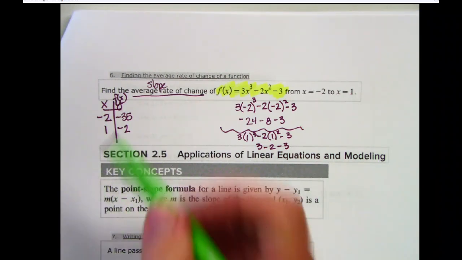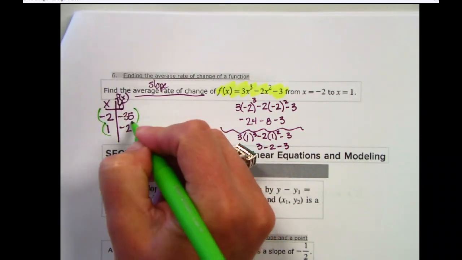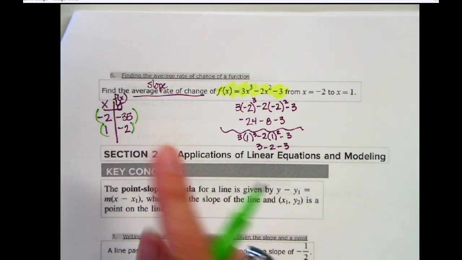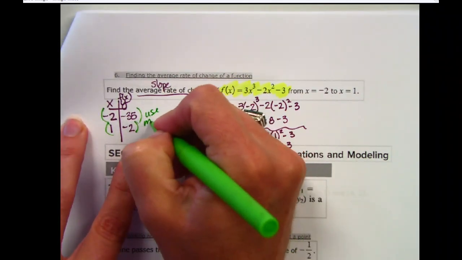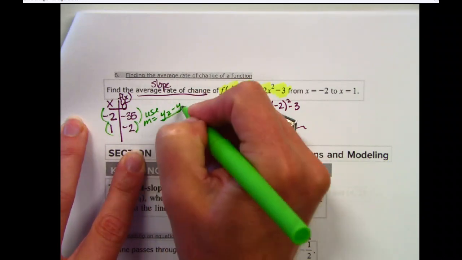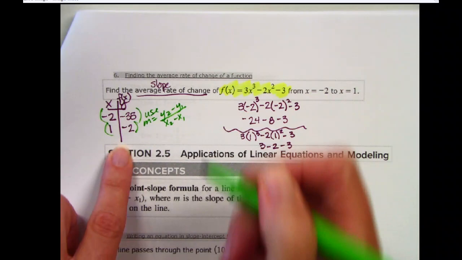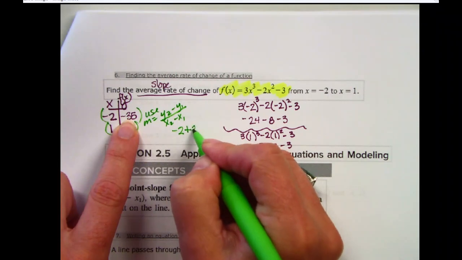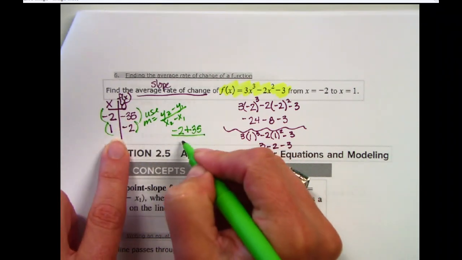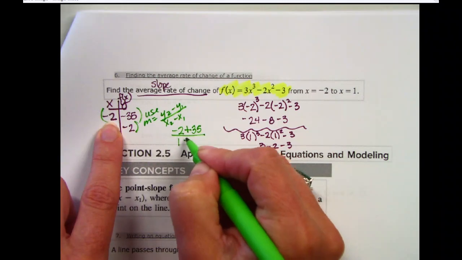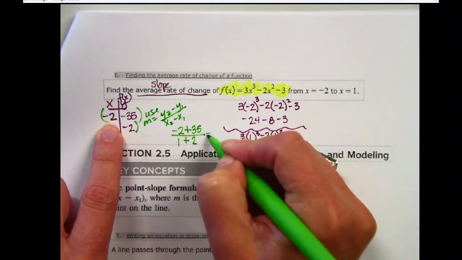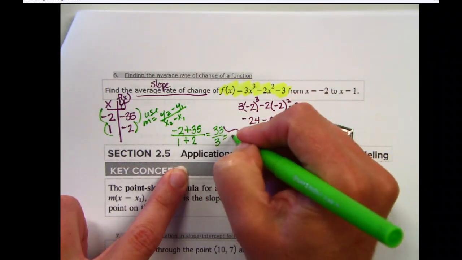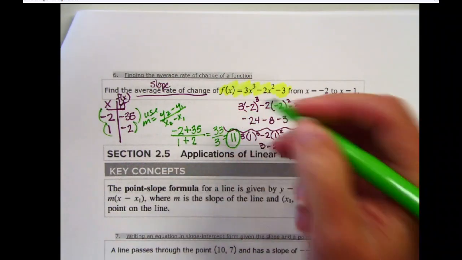Now that we've done all of that hard work, we have 2 points that we can find the slope in between. And you're just going to use our slope formula. Change in y over the change in x. So negative 2 minus a negative 35 over 1 minus a negative 2. 33 over 3, which is actually kind of pretty for a Math 1050 answer.